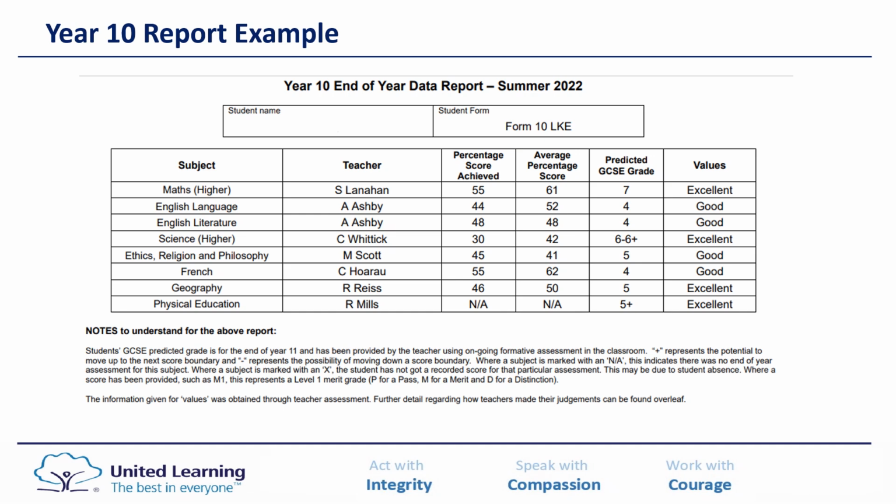Here is a look of what a year 10 report will look like. You'll see the subject, teacher, the percentage in their assessment, the average across the school, and then a predicted GCSE grade with an attitude to learning score as well. So that's what you can expect to receive at the end of year 10. The interim report in year 10 just won't have the predicted grade because there isn't enough data yet. It will just be at the end that you'll get that.